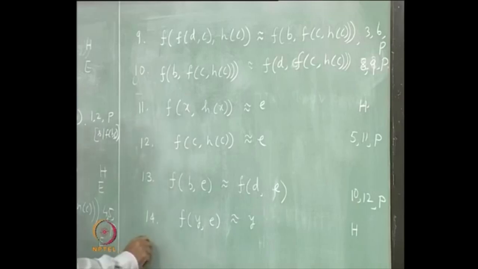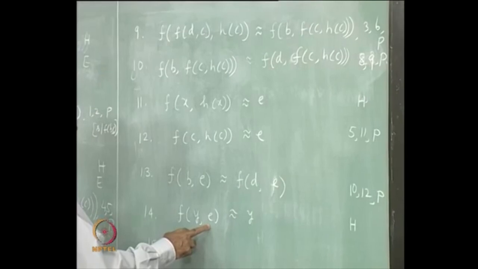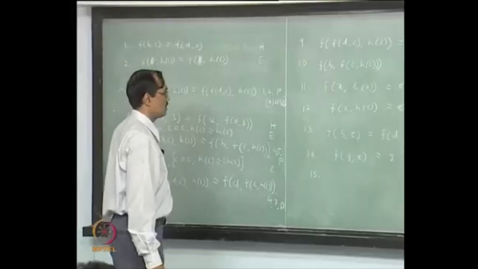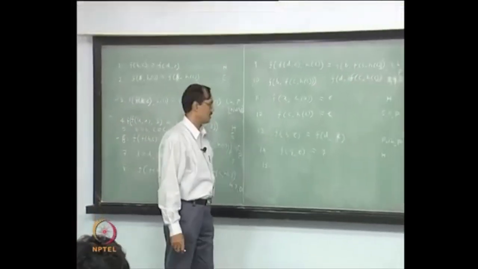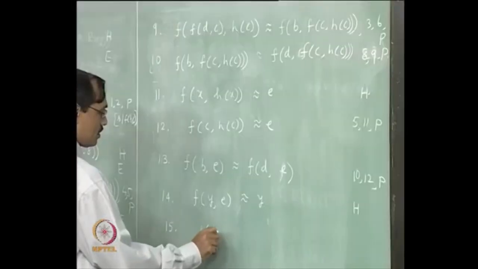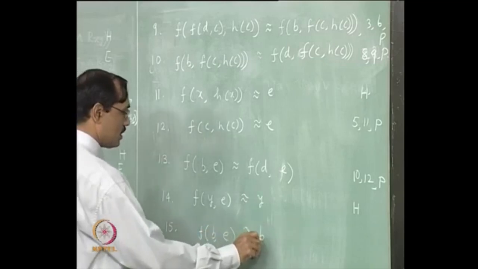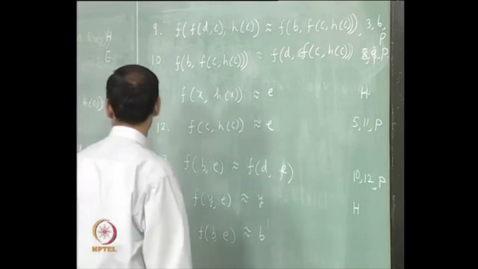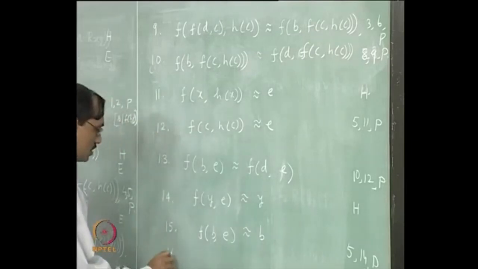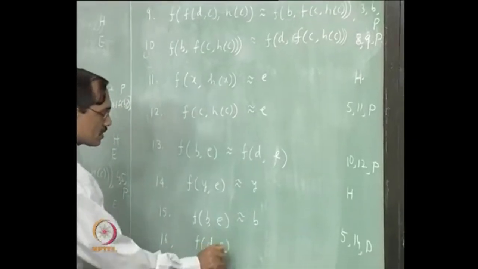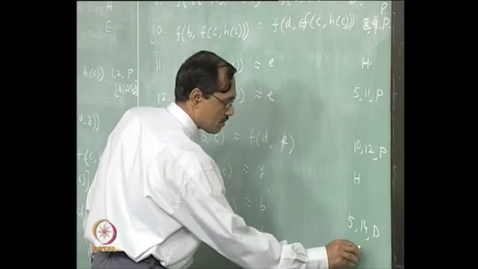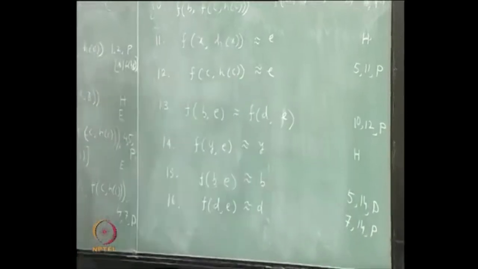Okay. So, again we need here is what? 5 is b equal to b, so take here. So, 5, 14 would give f of b e equal to b, right. You need b equal to b there. So, that is your 5, 14 paramodulation. 16 will be f of d e equal to d similarly, but that is in 7 now, 7, 14 paramodulation. Okay.